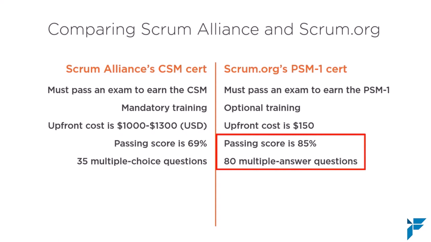Conversely, the PSM exam uses 80 multiple choice, true and false, and multiple answer questions, and you'll need to get 68 of those questions correct. That's a passing score of 85%, which is a significantly higher bar than the CSM's passing score of 69%. The PSM exam has more questions and a higher passing score requirement than the CSM, making it a harder exam to pass. The PSM isn't a hard exam. It's just harder to pass than the CSM exam.